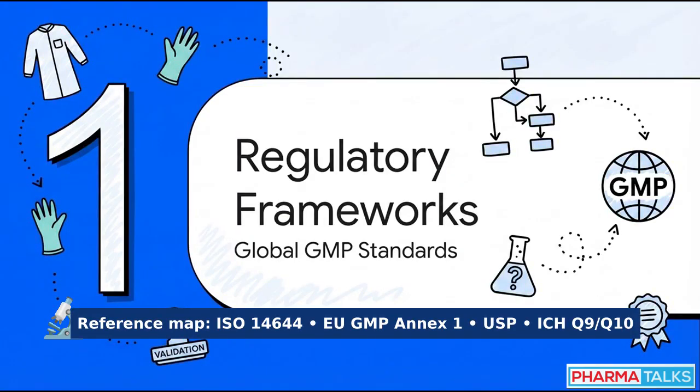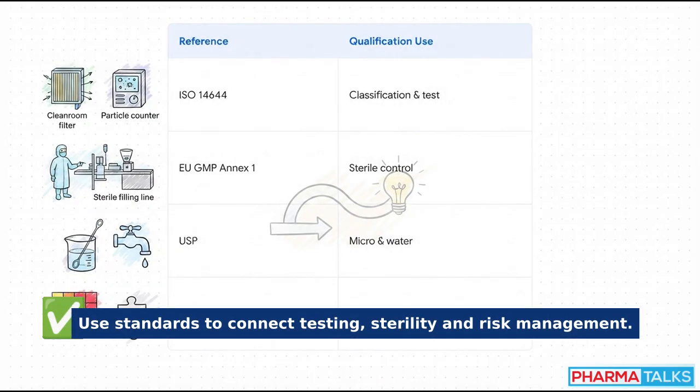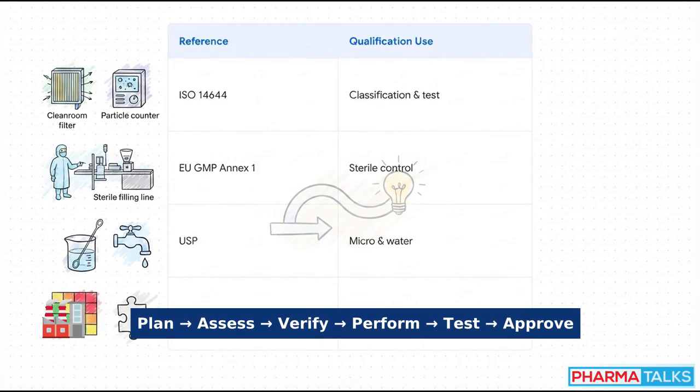Starting off with Section 1, GMP and regulatory frameworks. So what's really interesting here is how these massive, dense regulatory frameworks actually distill down into a surprisingly actionable matrix. For instance, the ISO 14644 series, that's your absolute go-to for cleanroom classification and testing. But say you need to understand sterile manufacturing control strategies, then you pivot straight to EU GMP Annex 1. Need microbiological control and water system standards? Boom, that's your USP chapters. And driving the entire underlying logic of your deviation and risk management is ICH Q9 and Q10. Having this mapped out like a cheat sheet really takes the guesswork out of your entire compliance strategy.